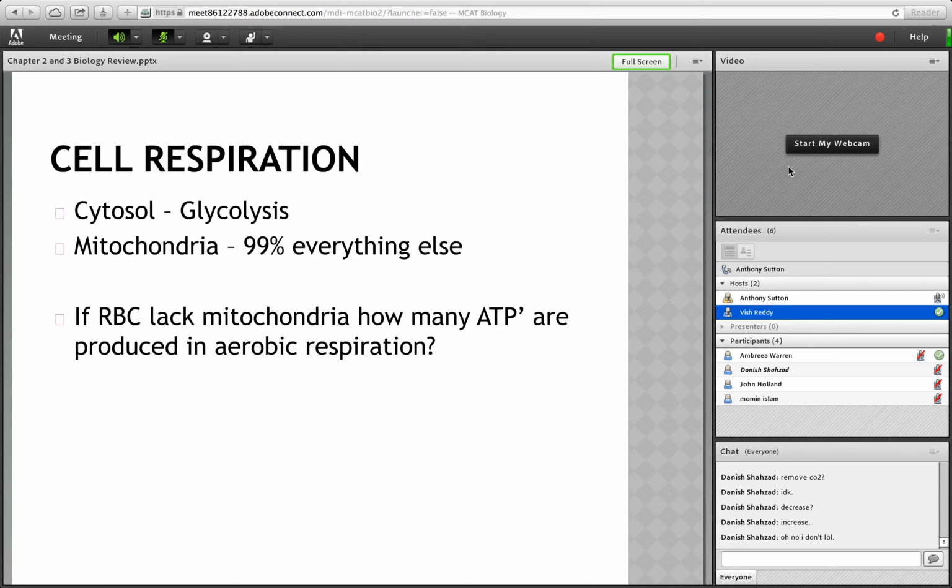Okay, no answer, Donish. How about Ambria? Now Donish is typing. Donish says 2. Ambria says 2. John? 2. Moment? 2. Now, everybody agrees with that, right? And I guess Vish, you agreeing with that?